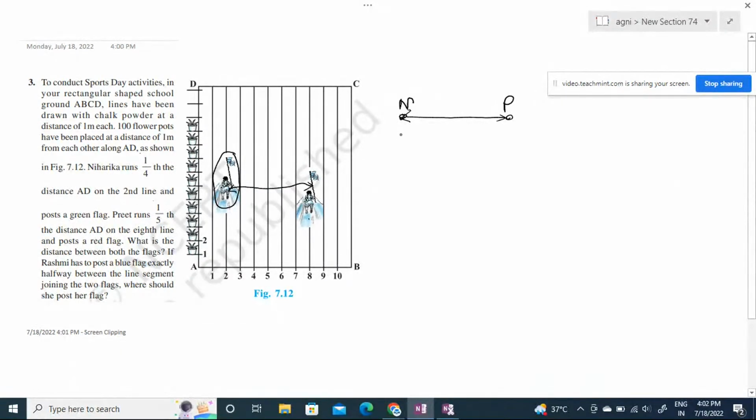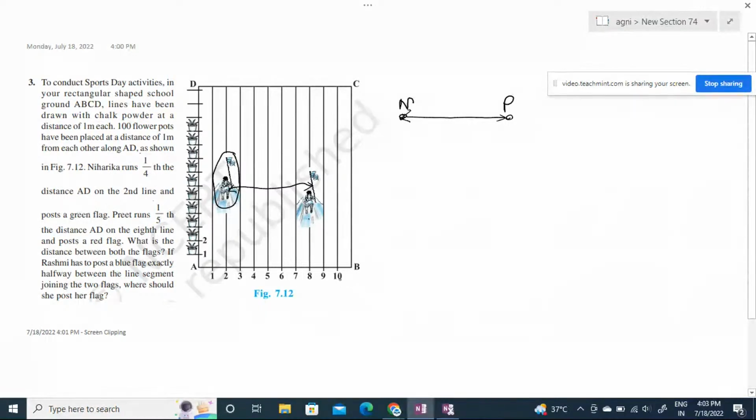So for this, we have to find the coordinates. So what is the distance from A to D? And what is the distance between the both flags? If Rashmi has to post a blue flag exactly halfway between the line segment joining the two flags, where should she post that? Rectangular shaped ground.